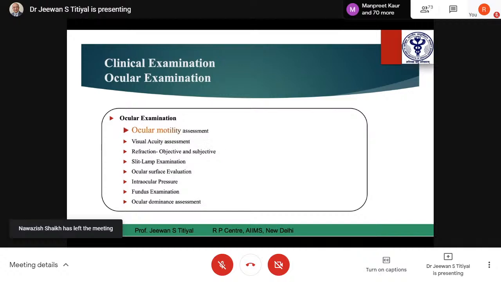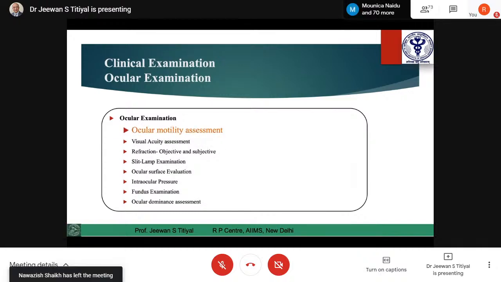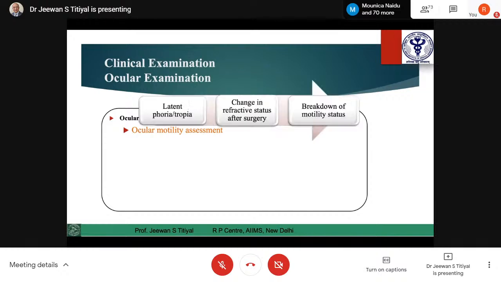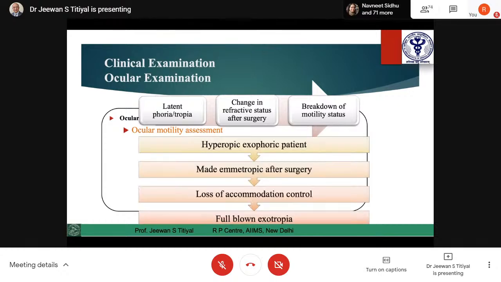Then you look for an ocular motility assessment, which normally we miss. So that has to be assessed properly, especially looking for a latent phoria and tropia, which may change the refractive status after surgery, and breakdown of motility status can happen in these patients. So let's see, if you have a hyperopic patient with exophoria coming for a refractive procedure, we make them emmetropic after surgery, there's a loss of accommodation, and the patient can develop a full-blown exotropia. So this has to be seen.